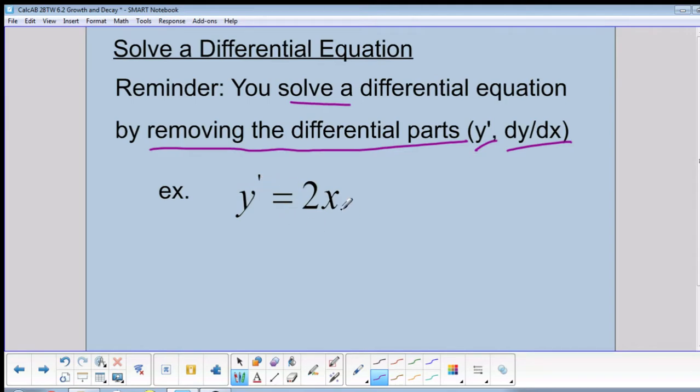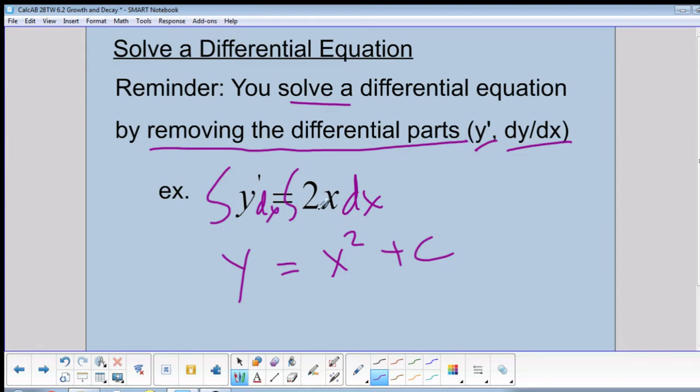If I say y prime equals 2x and say solve it, what I'm going to do is integrate both sides. So you do this on both sides: the integral of y prime is just going to be y, and the antiderivative of 2x is going to be x squared plus c. Alright, cool. So you've done this before. Basically, find the integral of 2x.